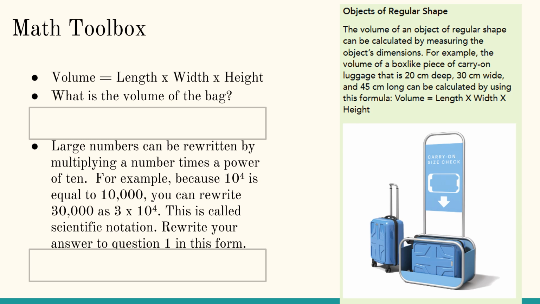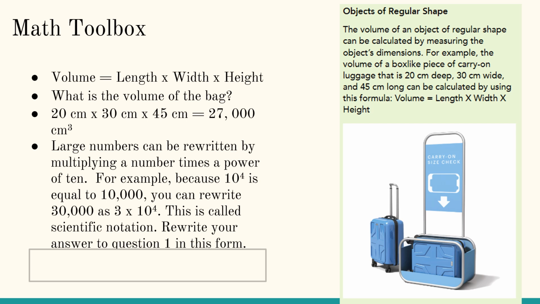In order to find this, we would take 20 centimeters multiplied by 30 centimeters multiplied by 45 centimeters, which is equal to 27,000 centimeters cubed.